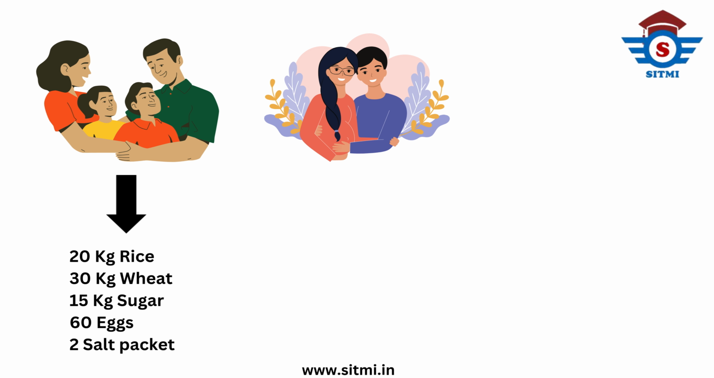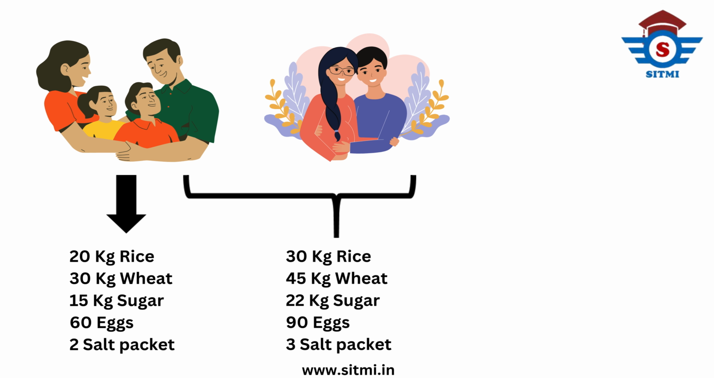Let's assume that this family has planned to buy extra groceries, like 30 kg of rice, 45 kg of wheat, 22 kg of sugar, 90 eggs, and 3 salt packets for the next month. Now this is simply an assumption of considering 2 more extra guests next month. This example talks about the simplest form of demand planning, where family members are predicting demand for groceries for the next month.